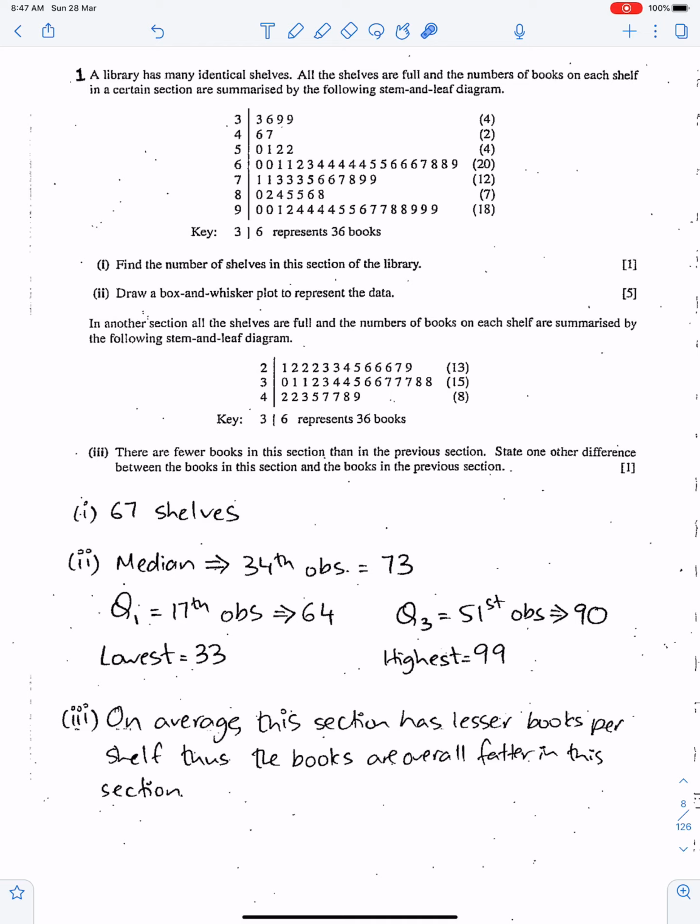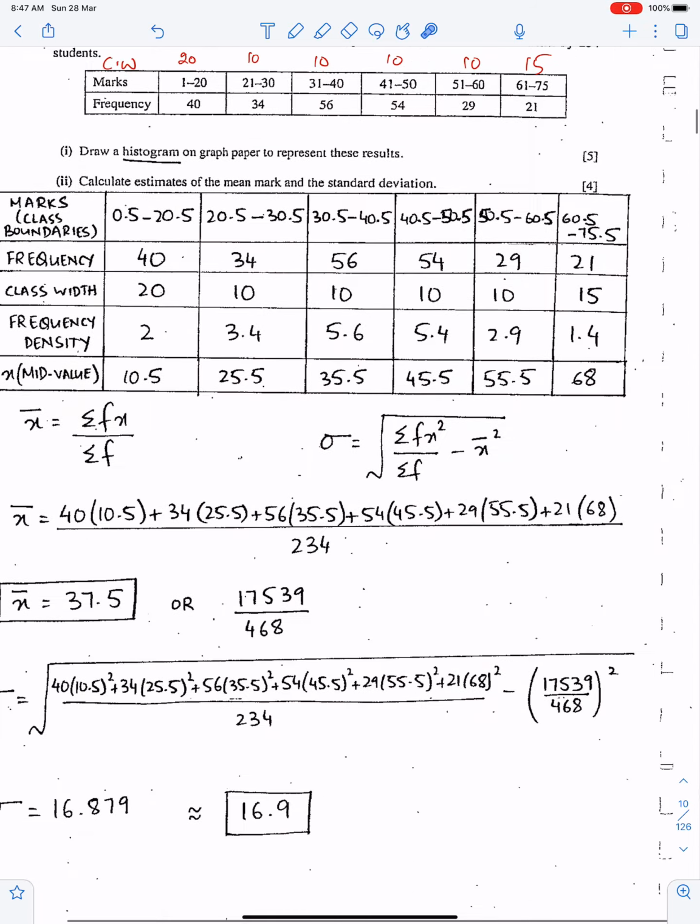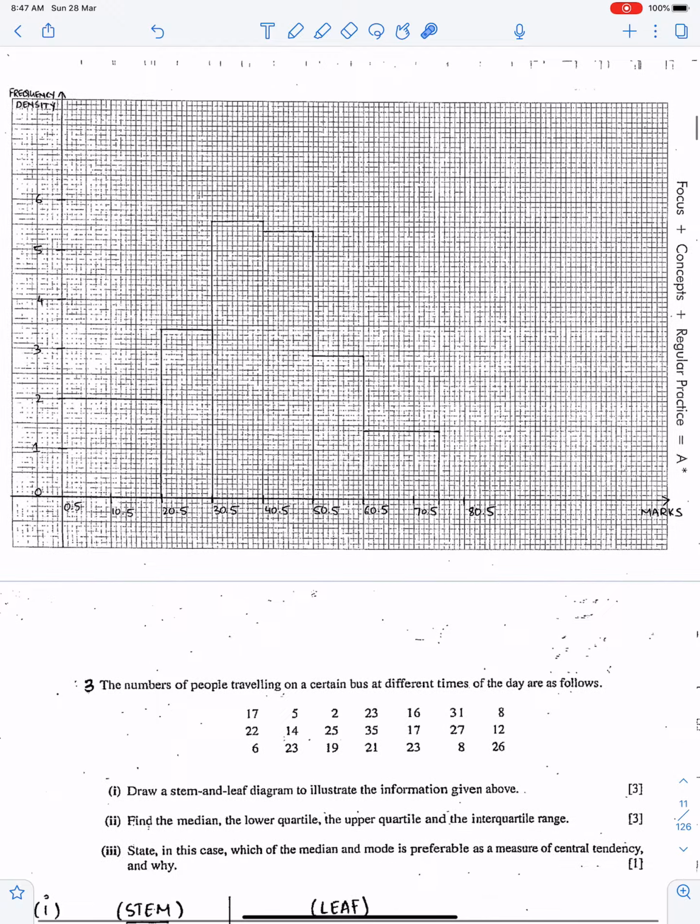So you can give any reason. The books are either fatter in this section, or books are placed wider on the shelves. Because when books are fewer and shelves are full, that means either books are fatter or books are placed wider on the shelves. You have to give the reason according to the context.